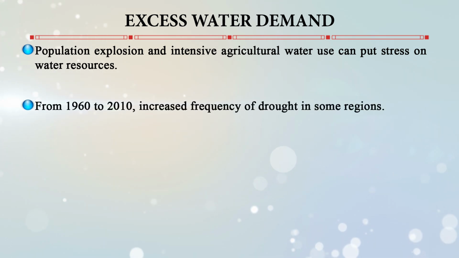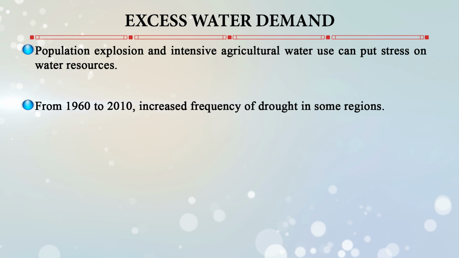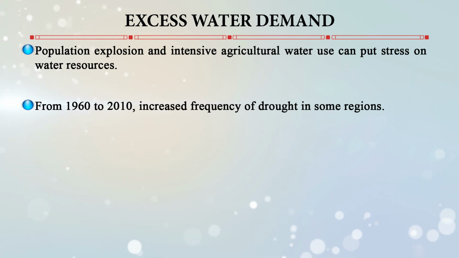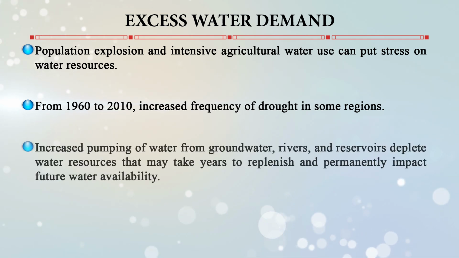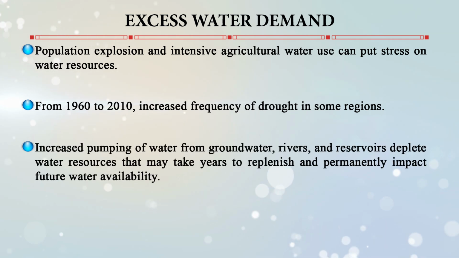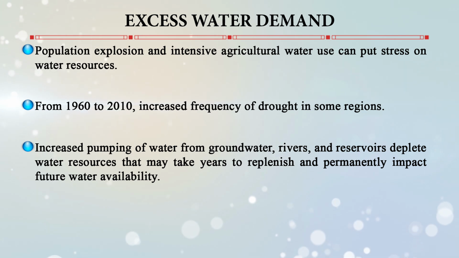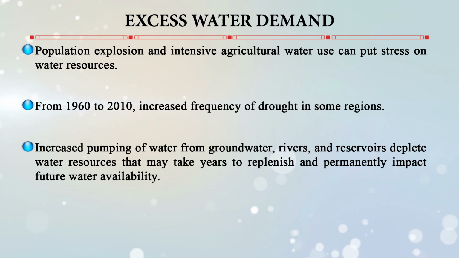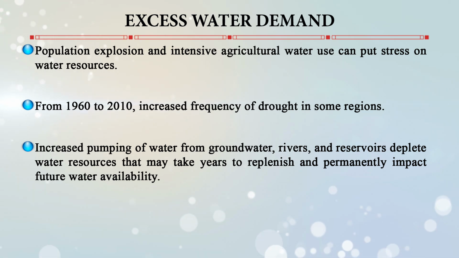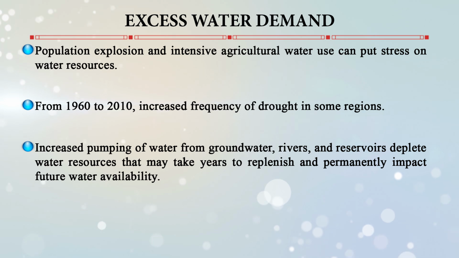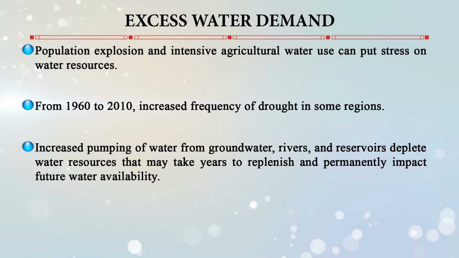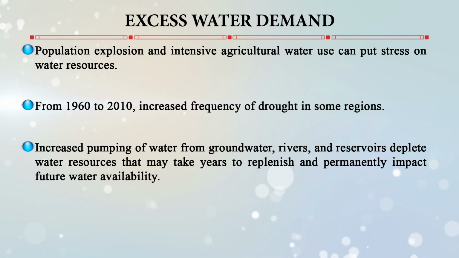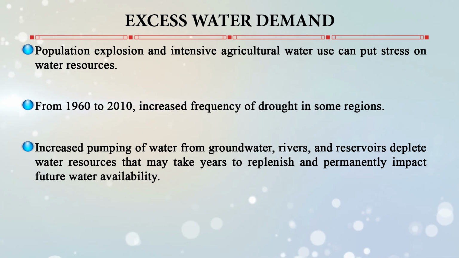From 1960 to 2010, increased frequency of drought in some regions has been noticed. You can see the time period, almost 40 to 50 years. There is also increased pumping of water from the groundwater for our own needs, from borewells and other supplies. We are increasingly pumping water from the groundwater, from the rivers, from the reservoirs. All this is depleting the water resources, and it takes years for this water to be replenished, and permanently it can impact the future water availability.